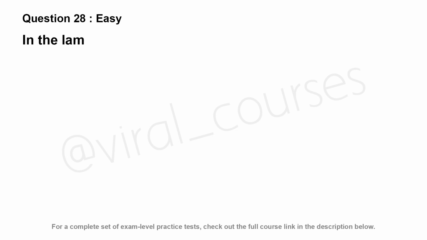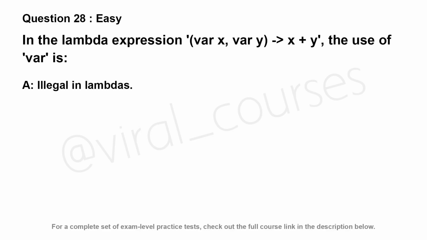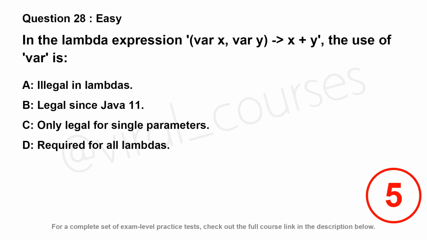In the lambda expression (var x, var y) -> x + y, the use of var is: Option A, illegal in lambdas. Option B, legal since Java 11. Option C, only legal for single parameters. Option D, required for all lambdas.